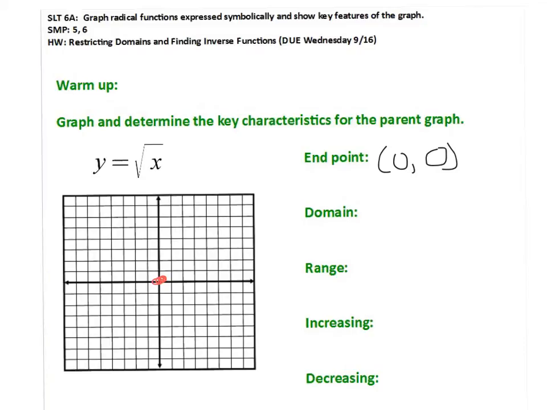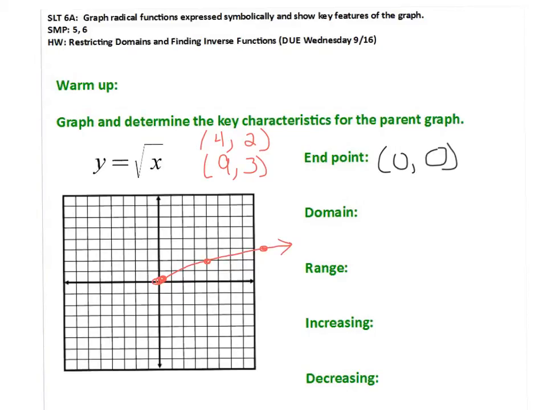Let's pick, for now, 2 more points that are nice to graph. We can square root 4 nicely, and we can square root 9 nicely. So the square root of 4 is 2, the square root of 9 is 3. So we'll go over 4 up 2, over 9 and up 3. And our graph is slowly increasing.